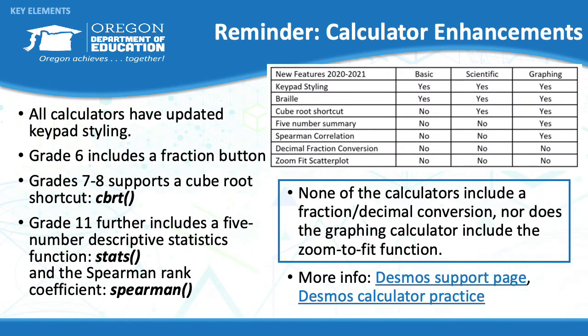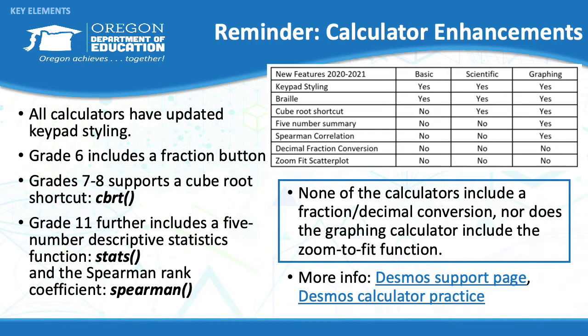This slide is a reminder of the many updates to the embedded calculators that were released for the 2020-21 summative assessment. The scientific and graphing calculators include a keyboard shortcut for finding a cube root. The graphing calculator includes two new functions: a 5-number descriptive statistics function, which quickly finds the minimum, first quartile, median, third quartile, and maximum of a list of numbers, and Spearman's rank coefficient, which is a more complex tool used to determine and measure the strength of the correlation between two sets of data. For 2021-22, the Grade 6 calculator includes a fraction button to allow for the easier entry of fractions and mixed numbers. There are also a few accessibility updates designed especially for the blind and visually impaired community, the largest of which is audio traces on graphs.